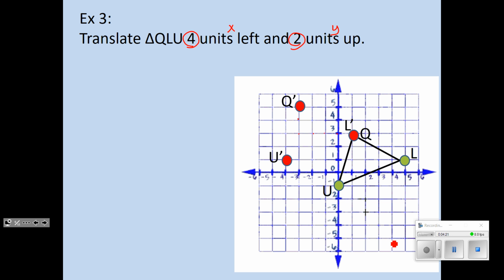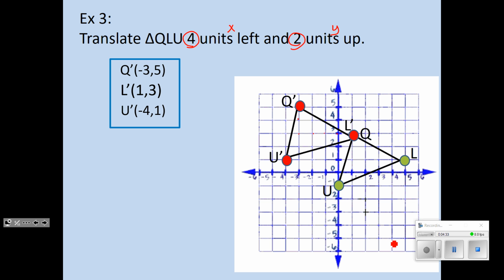Once you've done that with each point, you will label it and of course make the connection so it is a triangle. And then we can write the primes for the new image. And here is what they would be.